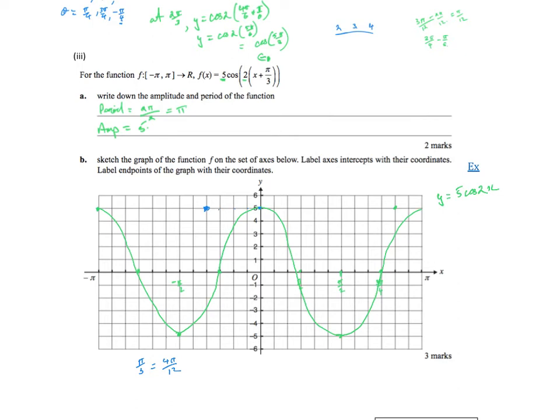1, 2, 3, 4 would be there. Axis intercept, 1, 2, 3, 4. So our graph would typically be extended.